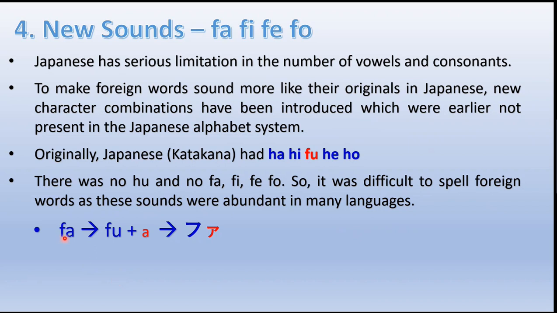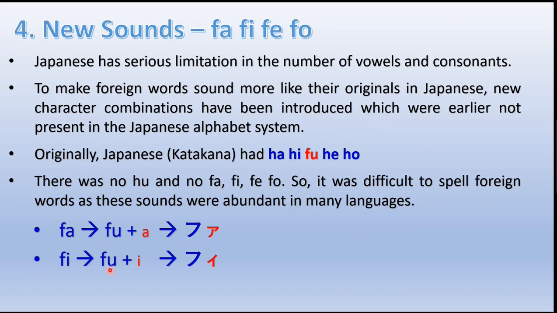So here you can see fa is formed by the blending of fu and a sounds. As the rule applies for blending sounds in Japanese, we write the main sound in full size and the supporting vowel sound in half size. So this is fu, this is a. So this becomes fa. Fu plus a becomes fa.